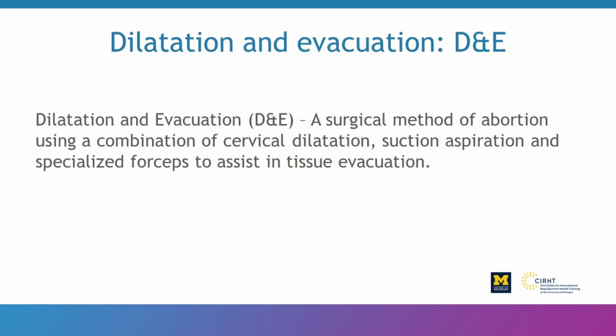One surgical method which is recommended is D&E, and we do it in the second trimester. We call it dilatation and evacuation. It is a surgical method of abortion using a combination of cervical dilatation and suction aspiration and removing the content using specialized forceps. So it's a very effective method of termination of pregnancy in the second trimester, but it needs a skilled, trained provider.